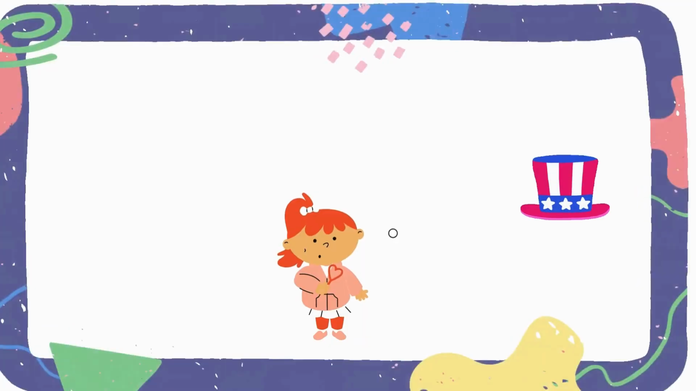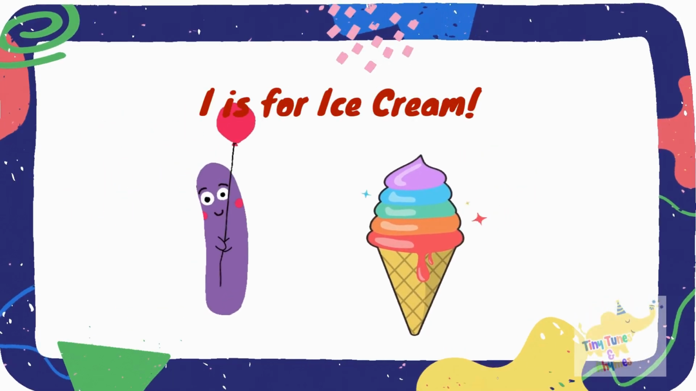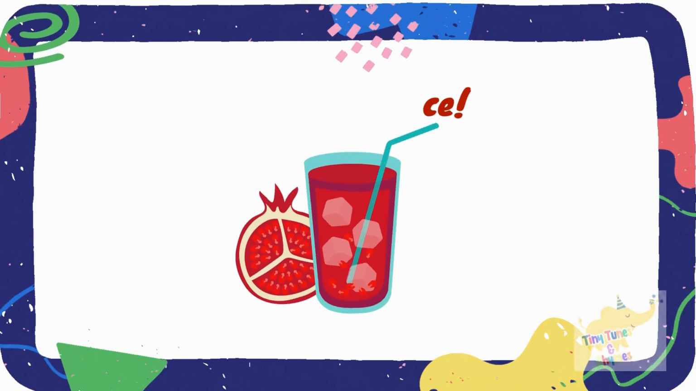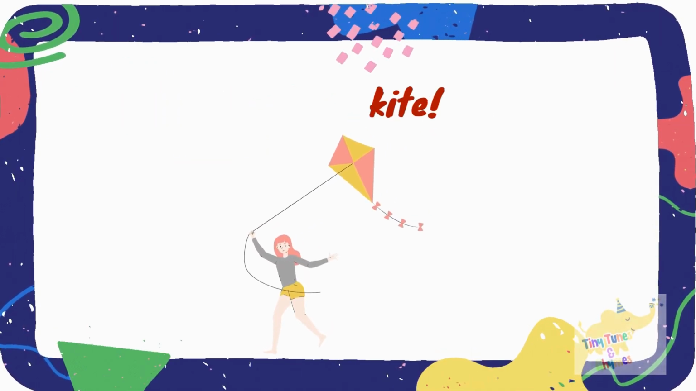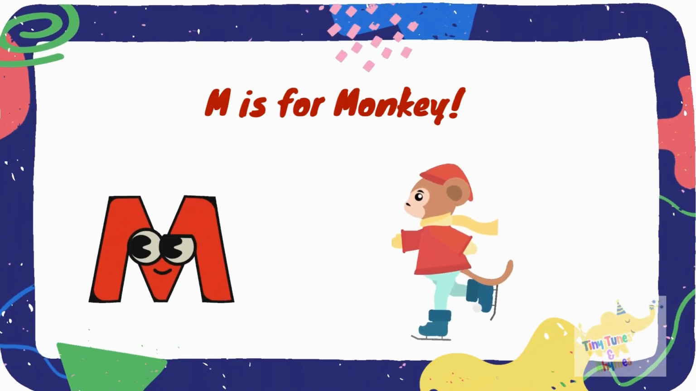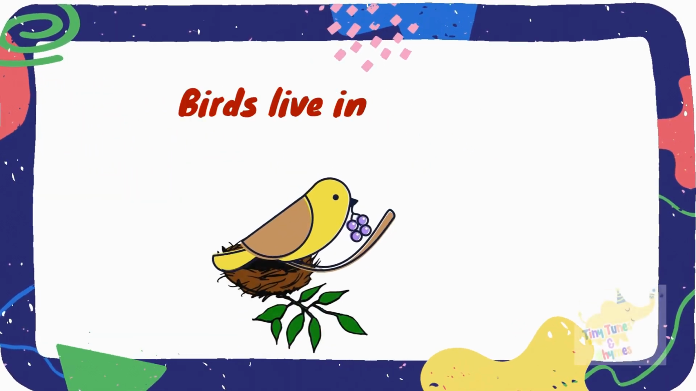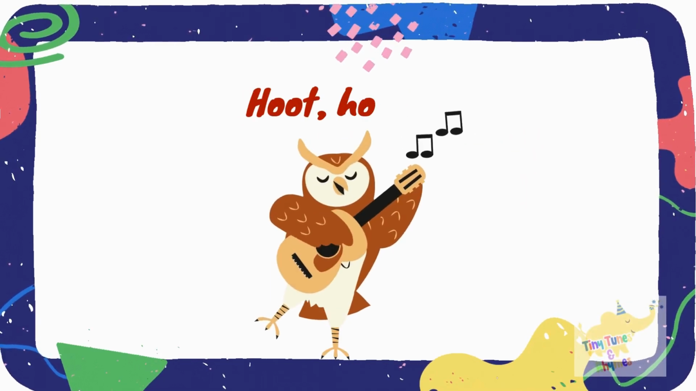H is for hat, wear your hat. I is for ice cream, yummy yummy. J is for juice, refreshing juice. K is for kite, fly high kite. L is for lion, roar lion. M is for monkey, swing monkey. N is for nest, birds live in a nest. O is for owl, hoot hoot.